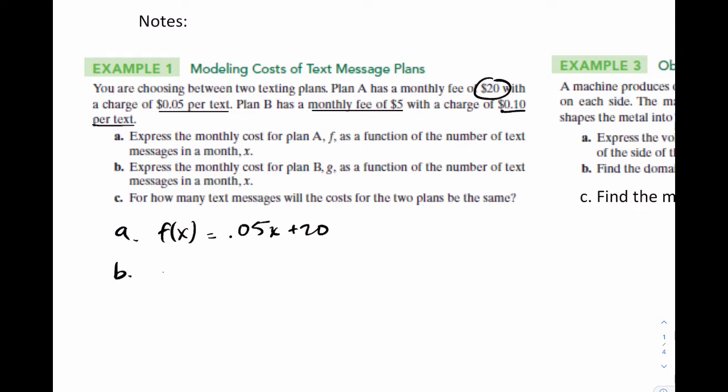So for B, we'll do the same thing. The monthly fee this time is 5, so we'll just put 5, and then 10 cents per text, so 0.10x. So I know it says monthly, but don't worry about that, because it's basically saying how much we'd pay in a month anyway.